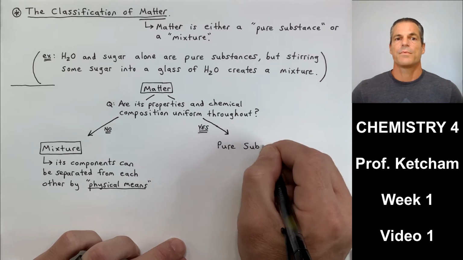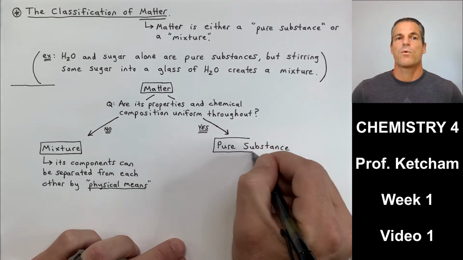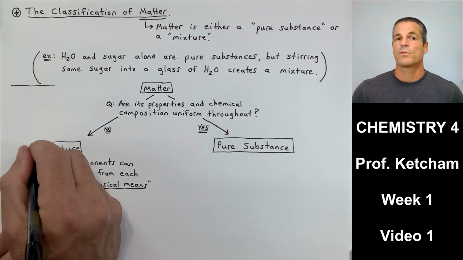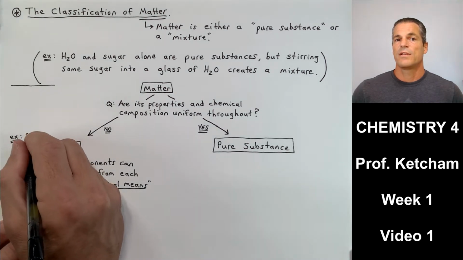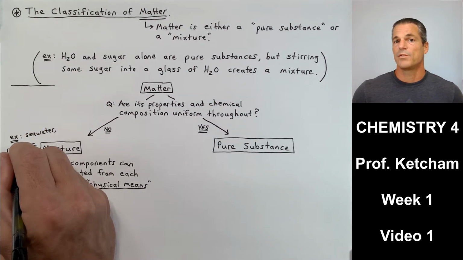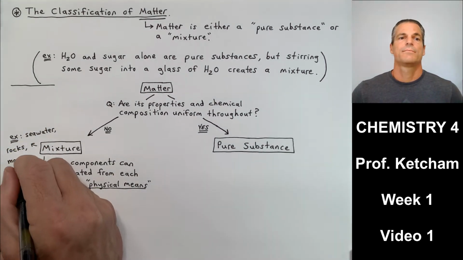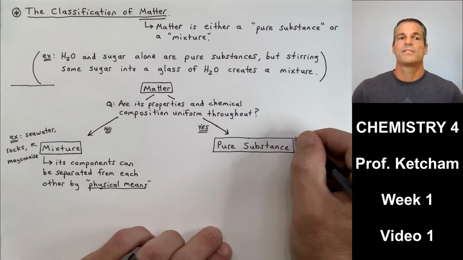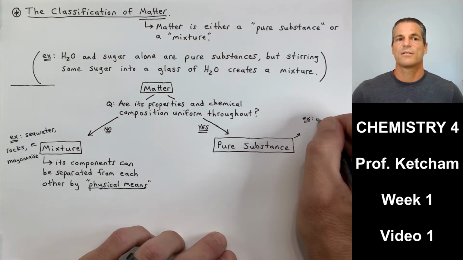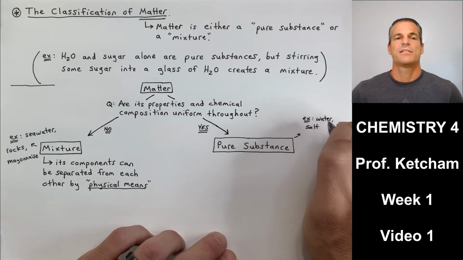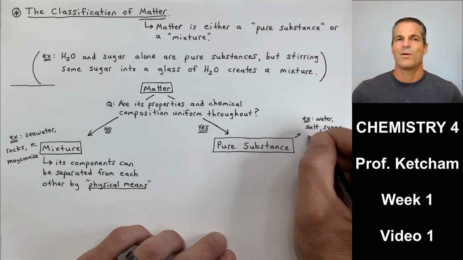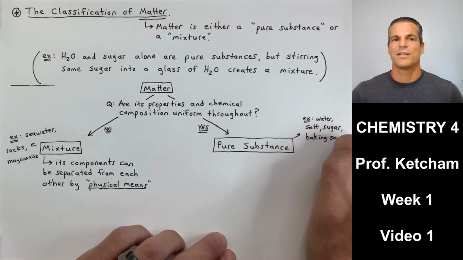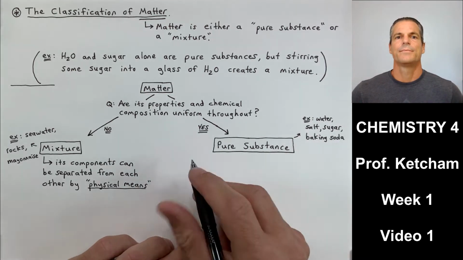Now, at the top where it says matter, we ask that question: are its properties and chemical composition uniform throughout? If the answer is yes, we have a pure substance on the right. Examples of a mixture: seawater, rocks, mayonnaise. And by seawater, I mean gunky seawater, like with seaweed in some places, dirt and mud.